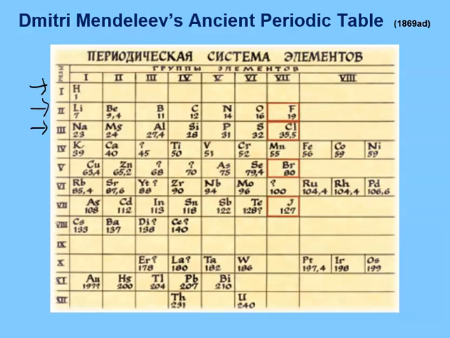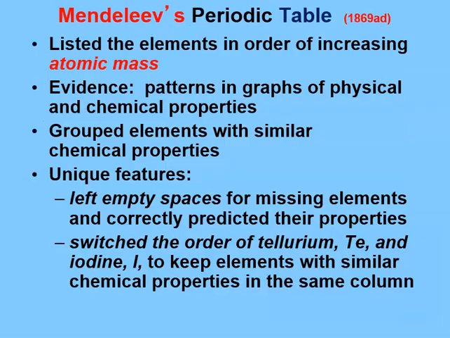notice what he put in the same vertical column. In group number 1, he put hydrogen, lithium, sodium, potassium, rubidium, and cesium. They all were in the same group because, for example, they all had the peaks in the graph for molar or atomic volume. So he followed this pattern and put elements that were similar to each other in the same group. To summarize, Mendeleev's periodic table, he listed the elements in order of increasing atomic mass.